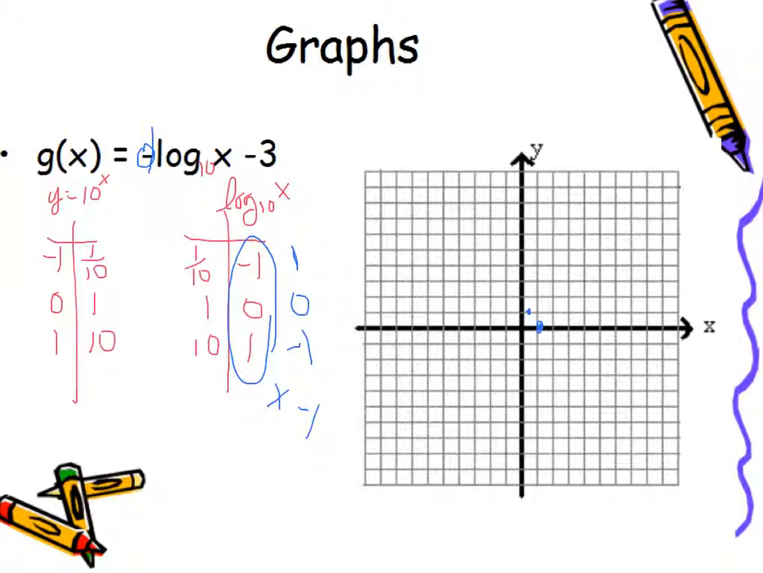And the last one is over 10, down 1. So you can see from that, there's not very many points, but a normal logarithm would shoot off to the side. And this one, since it reflected over the x-axis, is now shooting off underneath like that. So let's go ahead and graph that.